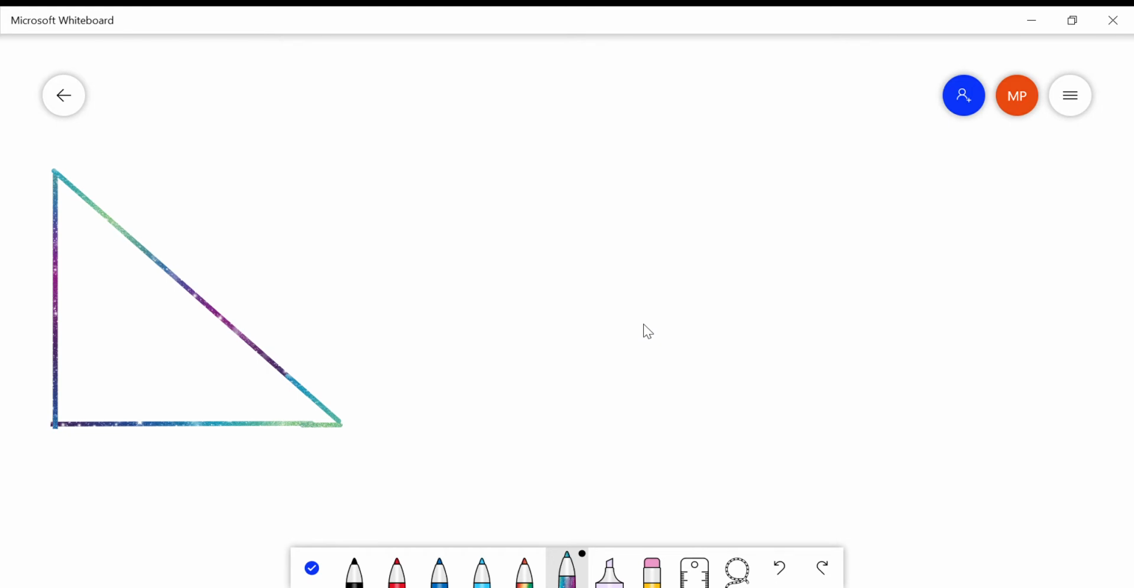So, without further ado, let's get into it. As you can see, this is a right-angled triangle. What is a right-angled triangle, you may ask? Well, a right-angled triangle is a triangle with only one angle as a right angle.